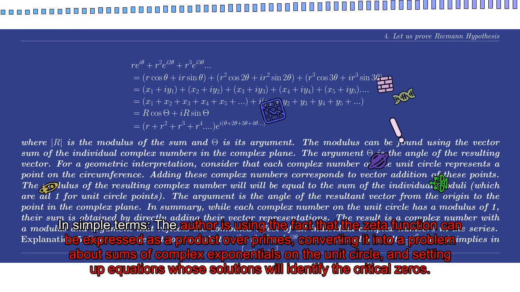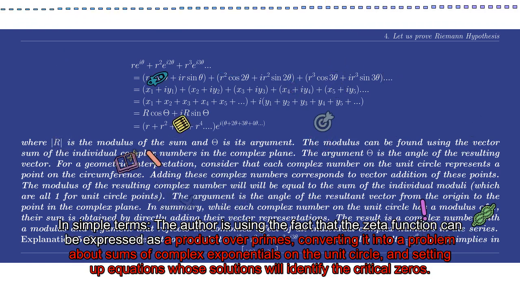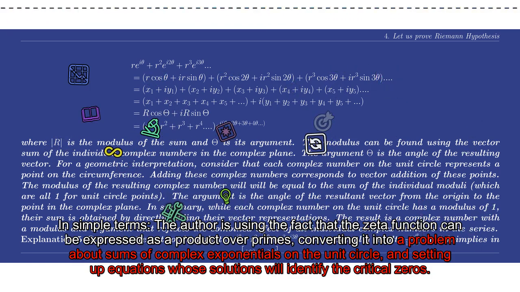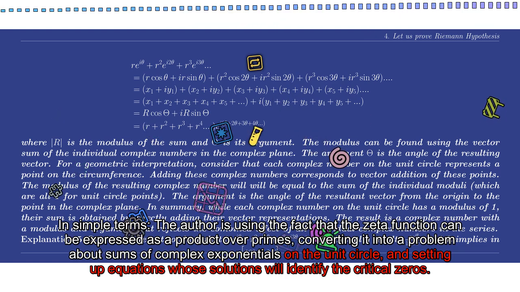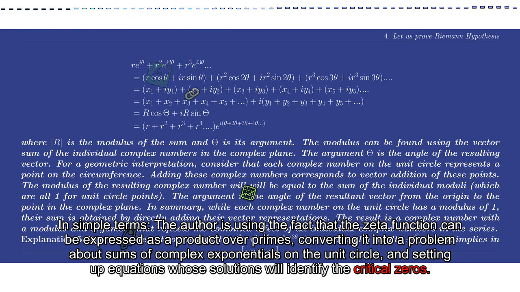In simple terms, the author is using the fact that the zeta function can be expressed as a product over primes, converting it into a problem about sums of complex exponentials on the unit circle, and setting up equations whose solutions will identify the critical zeros.